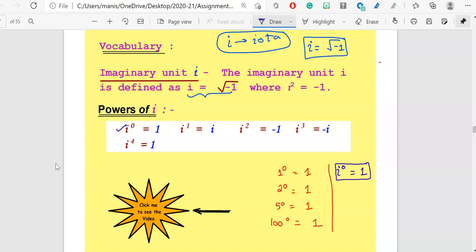Now the second one is i to the power 1 is equal to i. You all know, let's take an example, 50 to the power 1. Any number to the power 1 is the number itself, just 50. So we got the second value: i to the power 1 is i itself.